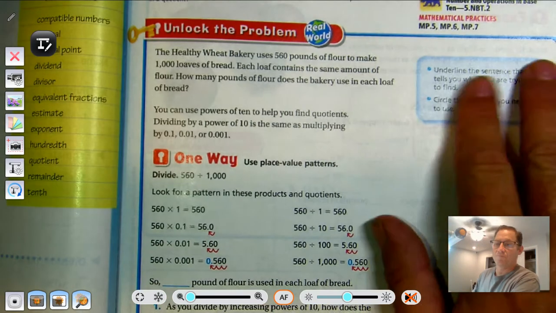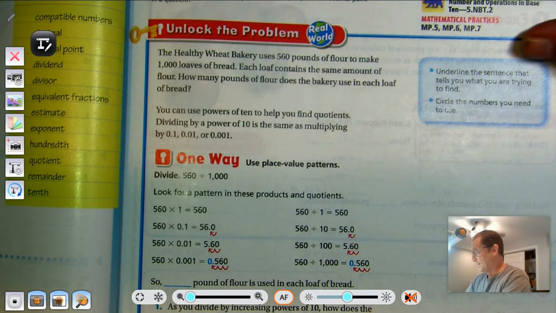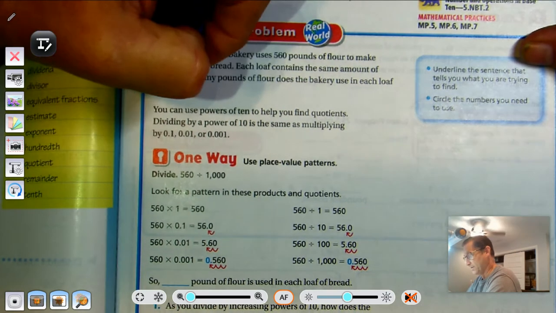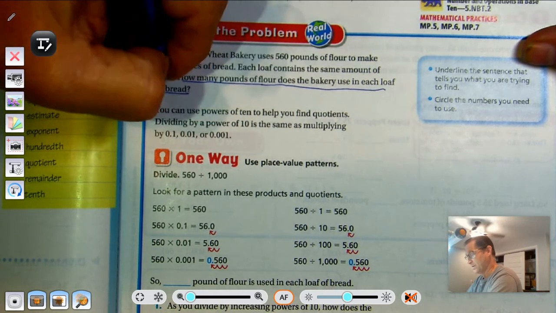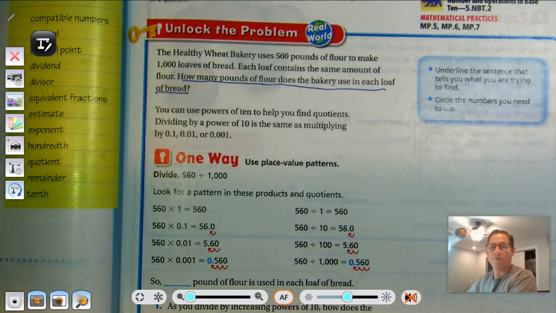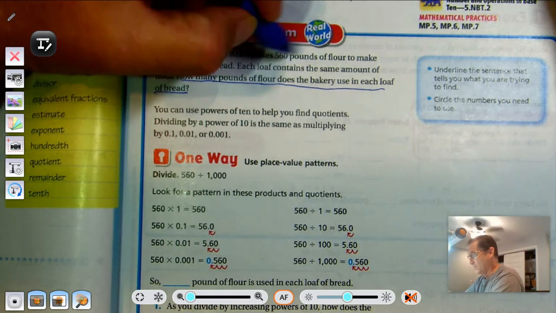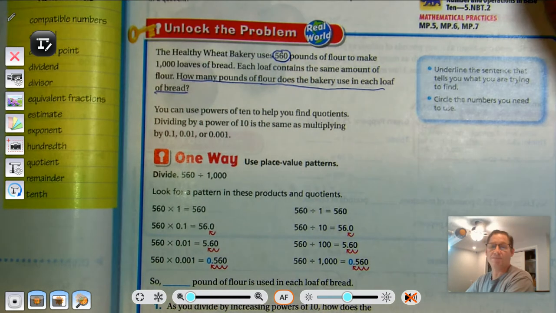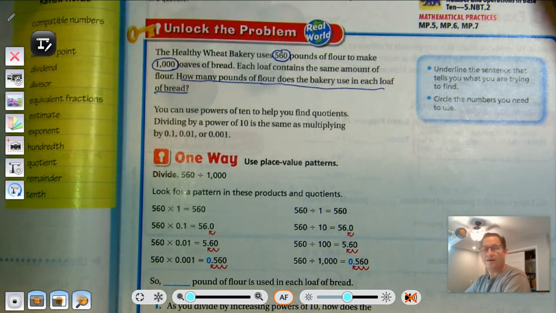And so, just a reminder of what we normally do when we look at a word problem. We're going to underline the sentence that tells you what we're trying to find out. And so that's always the sentence with the question. So we're trying to find how many pounds of flour the bakery uses in each loaf of bread. And then what are the numbers we need to use? Well, we know they use 560 pounds of flour, and they're going to make 1,000 loaves of bread.